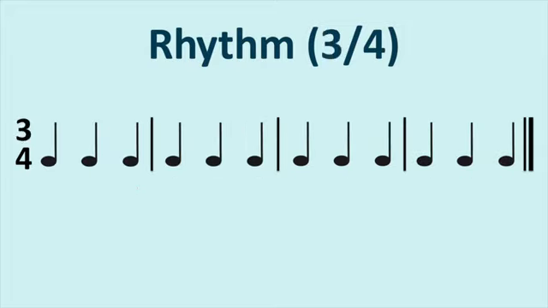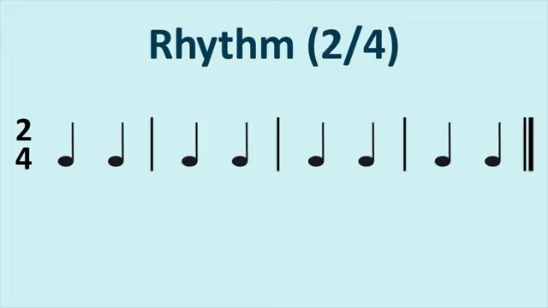When it's in 3/4 time, this means that there are 3 beats in each measure, so the rhythm is 1, 2, 3, 1, 2, 3. Similarly, for 2/4 time, there are 2 beats in each measure, so the rhythm is 1, 2, 1, 2.